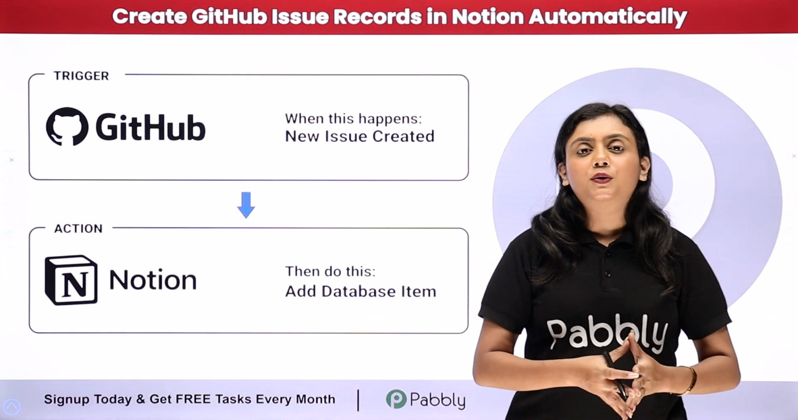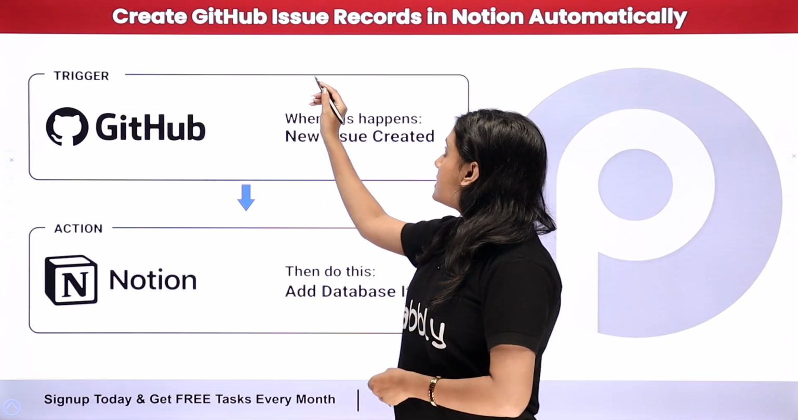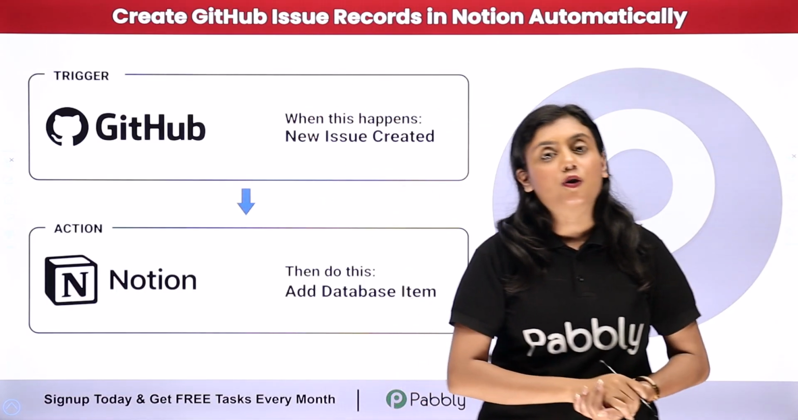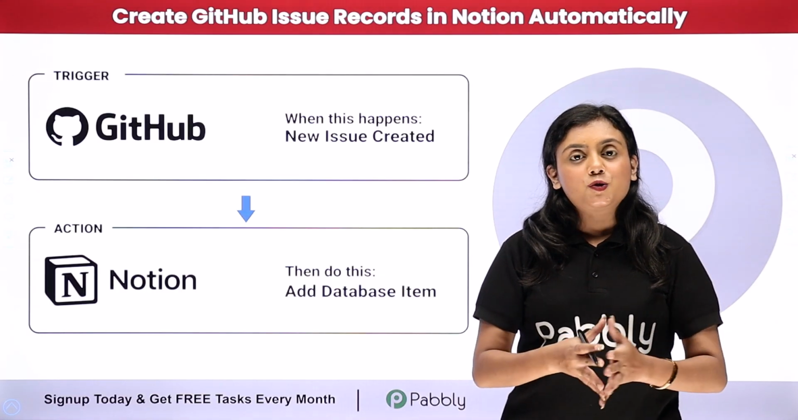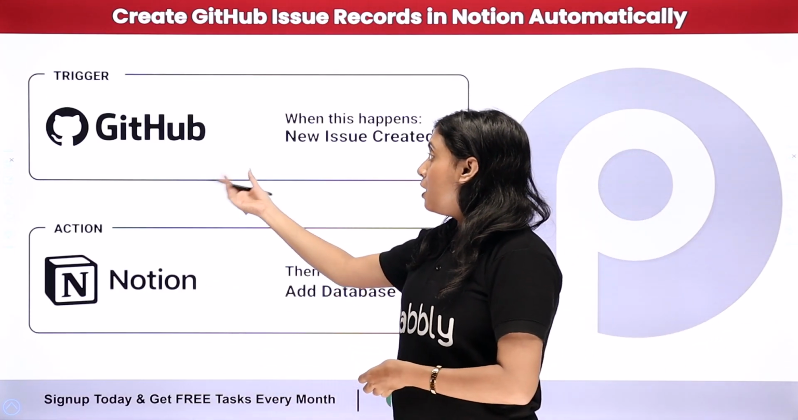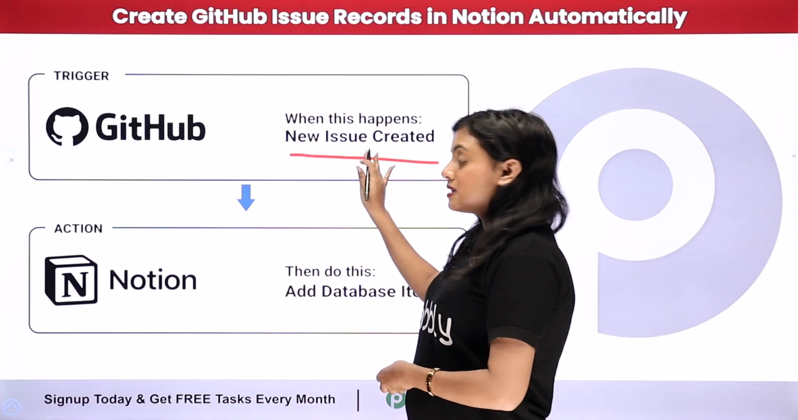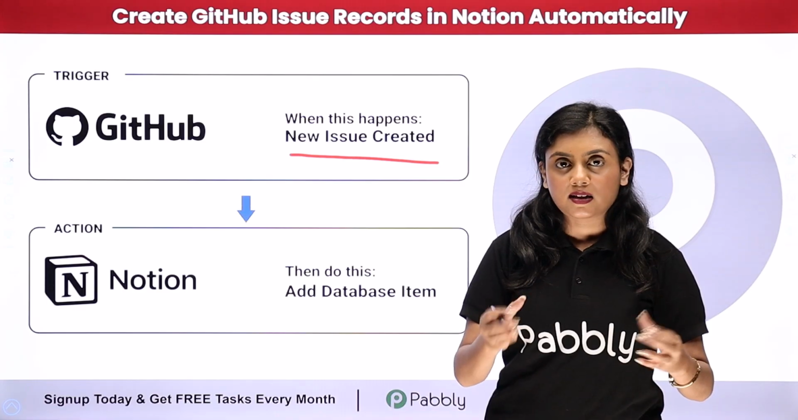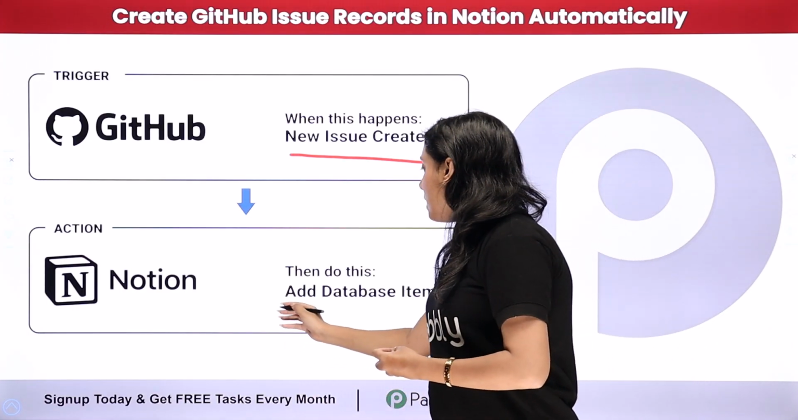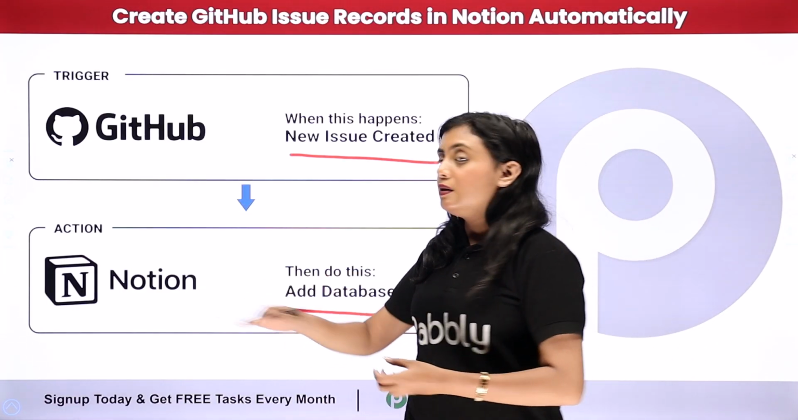In this video, we are going to learn how you can create GitHub issue records in Notion automatically. So I am an owner of a business and we manage all our issues using the application that is GitHub. Over here, whenever a new issue is created, I want to create the systematic record of the issue details. For that, I will create that issue as a database item in my Notion.